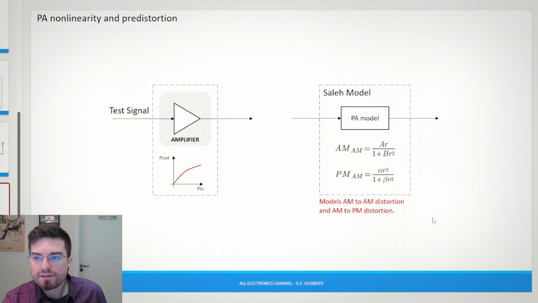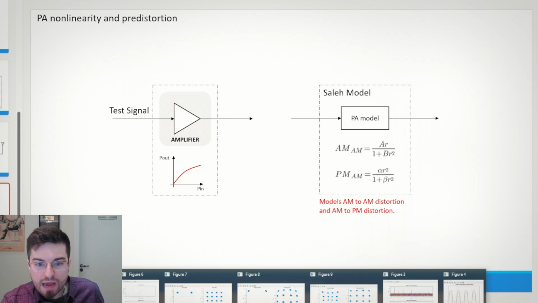Saleh model is a very old model. I think it was one of the first models that were used even for traveling wave tube amplifiers. And this model is a nonlinear model that is controlled by 4 parameters, A and B and alpha and beta. This model models the AM to AM, amplitude to amplitude distortion, and also the amplitude to phase distortion of an amplifier. And we have here a simulation.